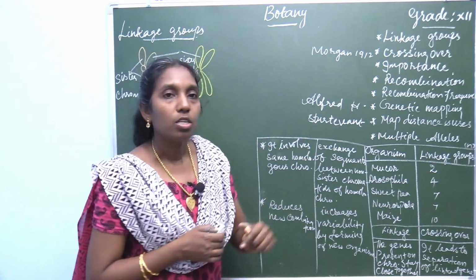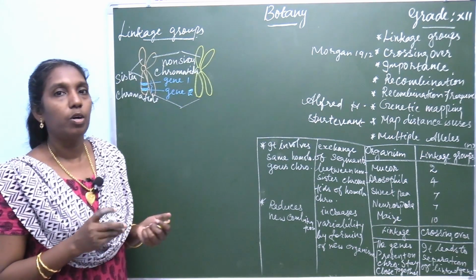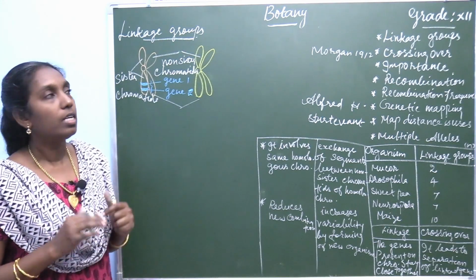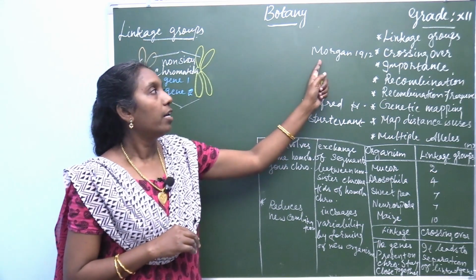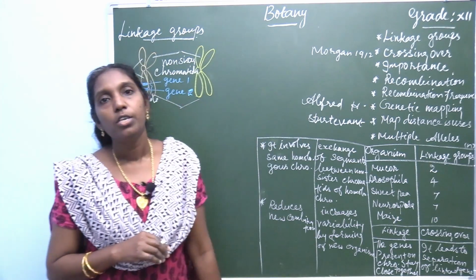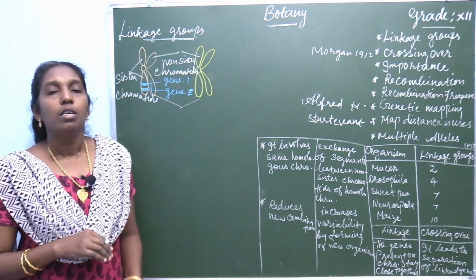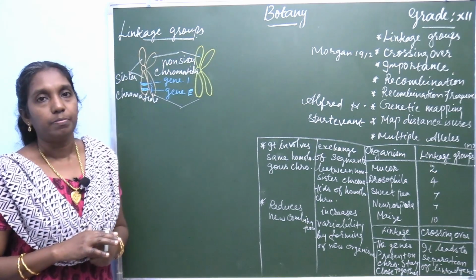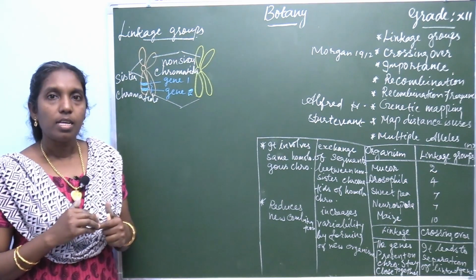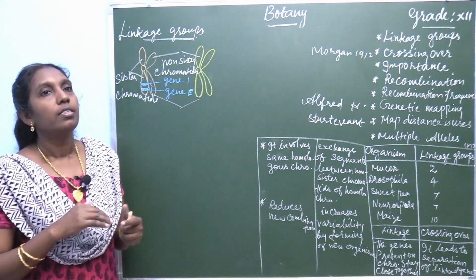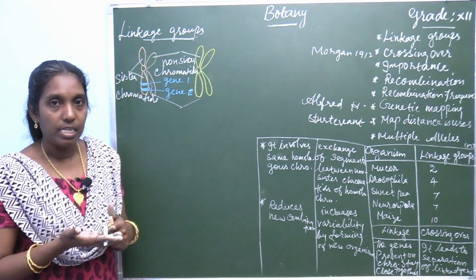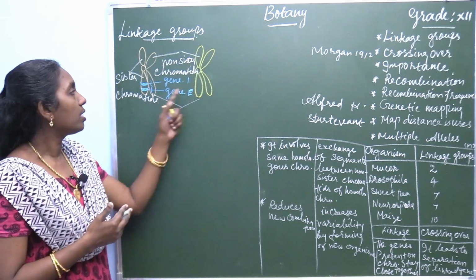Then let's move on, crossing over. Very important 5-mark question. The term crossing over was introduced, or coined, by Morgan in the year 1912. What is crossing over? Crossing over is the process by which there is an exchange of genes from the non-sister chromatids.